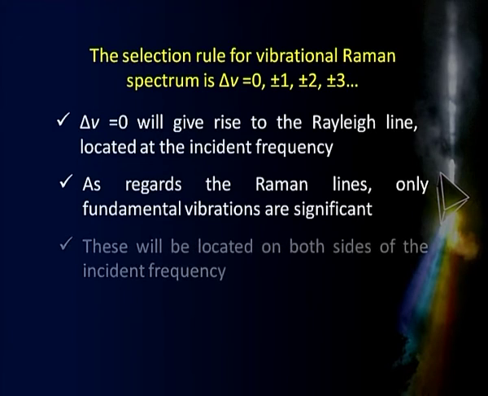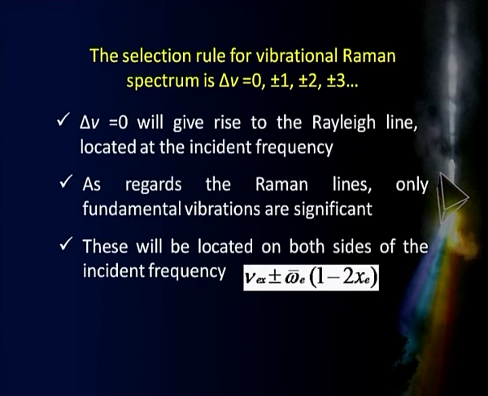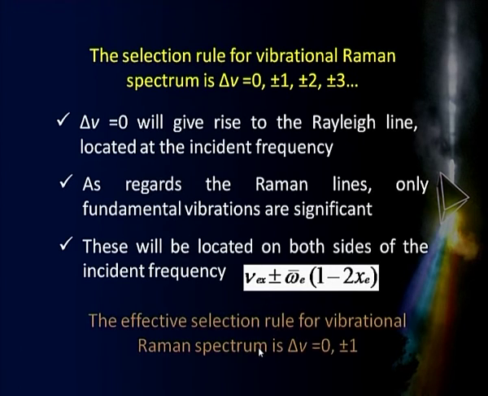So, essentially these signals, which are the fundamental ones, will be located on both sides of the incident frequency, that means there will be Stokes lines and anti-Stokes lines, and the location will be nu excitation plus minus omega E into 1 minus 2 XE, because that is the location of my fundamental. So, this is my incident radiation. Either it will be plus or minus, so you are getting either anti-Stokes lines or Stokes lines there.